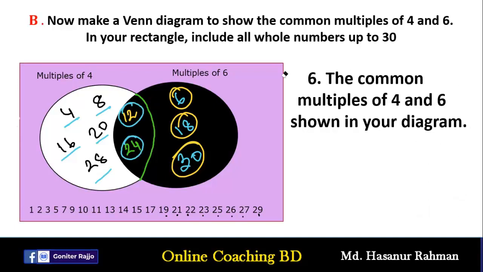Very simple. Now our last question, number 6. The common multiples of 4 and 6 shown in your diagram. From the diagram we can see that the common multiples of 4 and 6 will be 12 and 24. So our answer will be 12 and 24. And if the question asks which one is the LCM, or least common multiple, or lowest one, we will say that it is 12. 12 is the least common multiple, LCM.